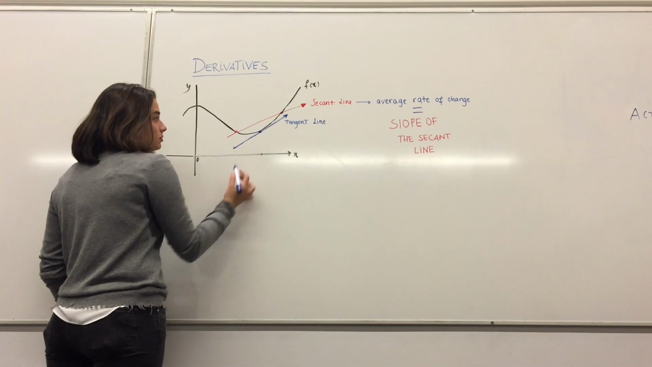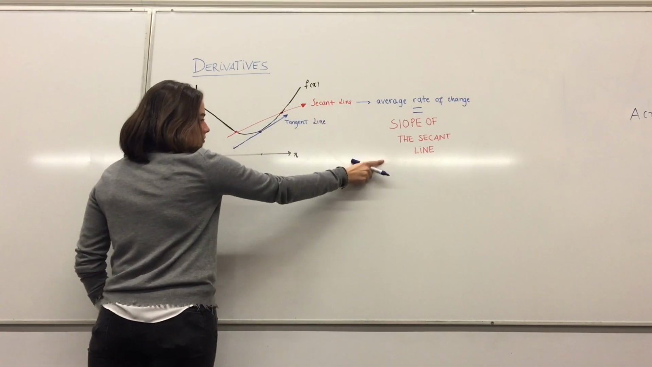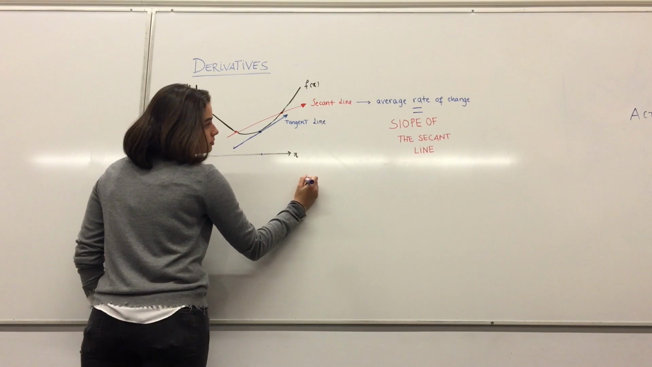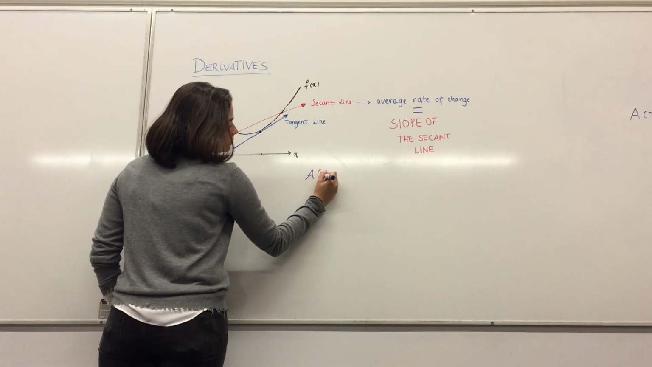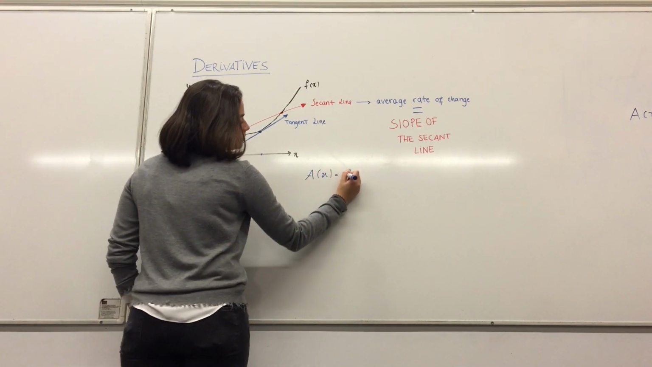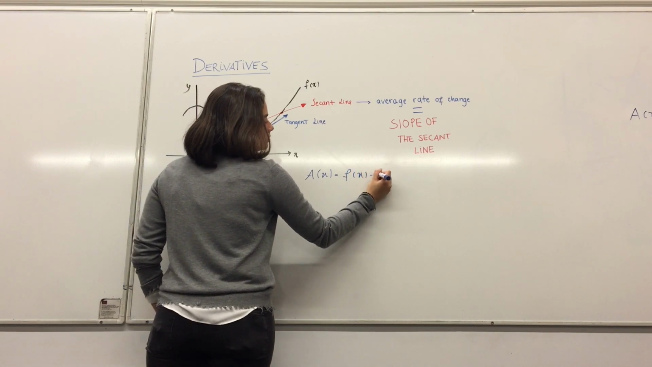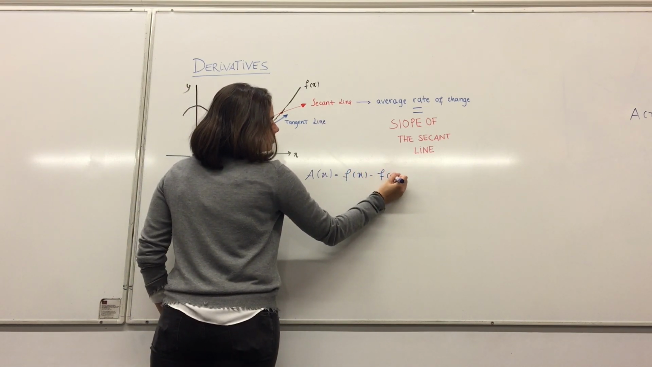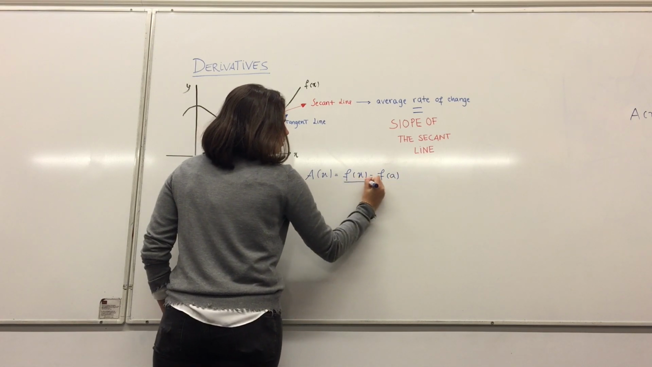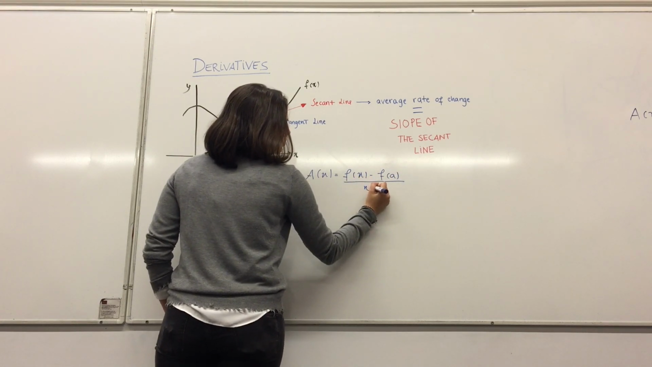Recall that the average rate of change equals the slope of the secant line, which measures the change in y over the change in x between 2 points, as seen in the graph. The average rate of change on interval x to x plus h equals f of x minus f of a all over x minus a.